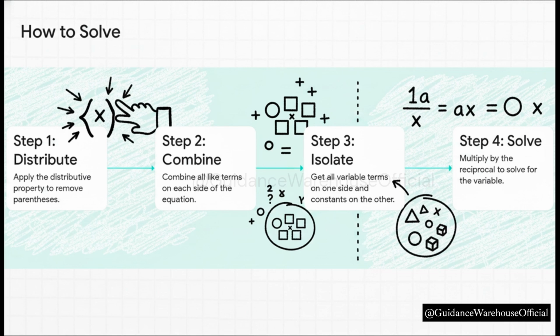We start by cleaning up each side, first by distributing to get rid of any parentheses, then by combining any terms that look alike. From there, it's all about shuffling things around, getting the x terms on one side and the plain numbers on the other, until we can finally pin down what x is.